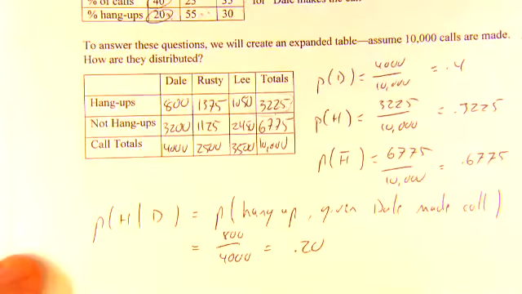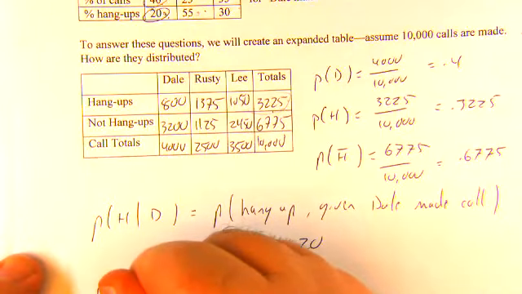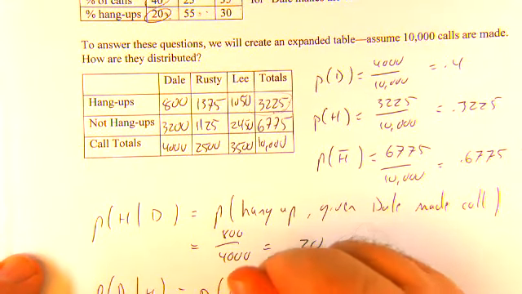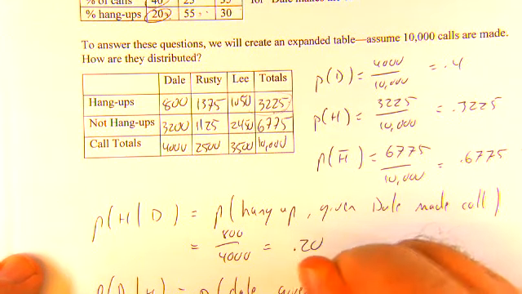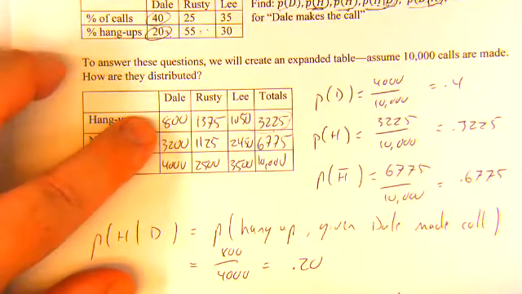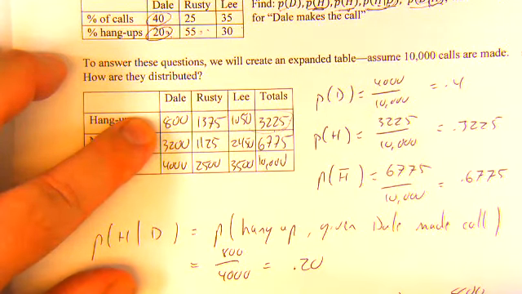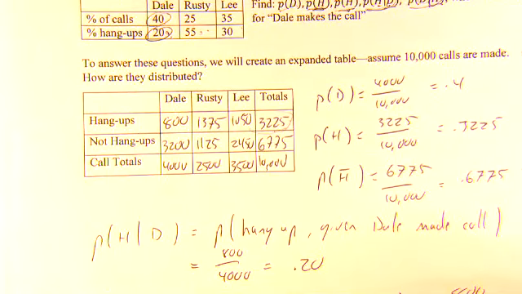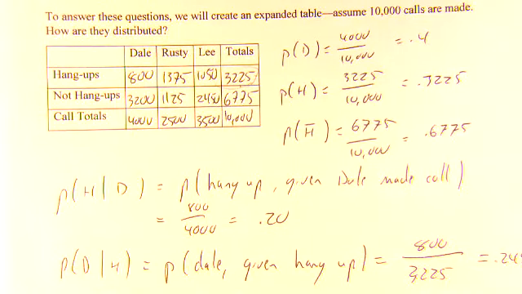But what's the probability D given H? Probability that Dale made the call given that it's a hangup. Dale made 800 calls that are hangups. There were 3,225 hangup calls, and that's 0.2481. So Dale's responsible for about a quarter of all the hangups.